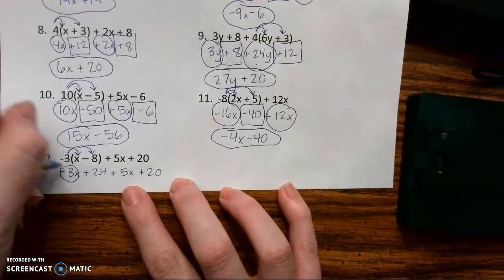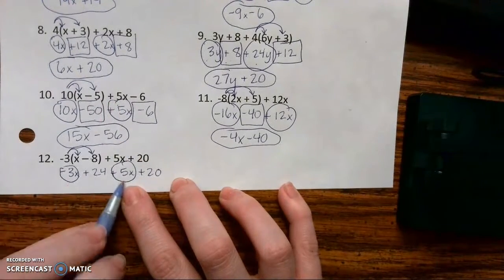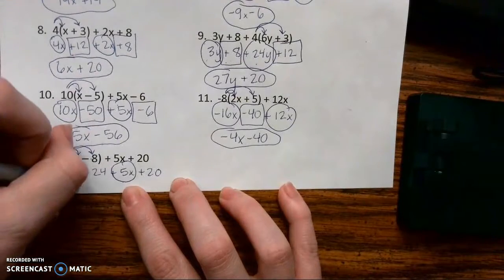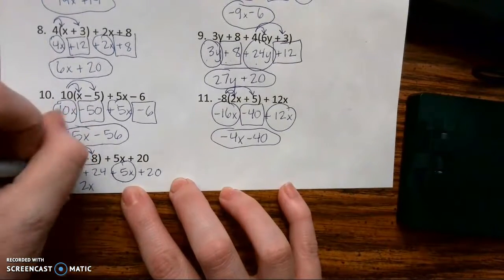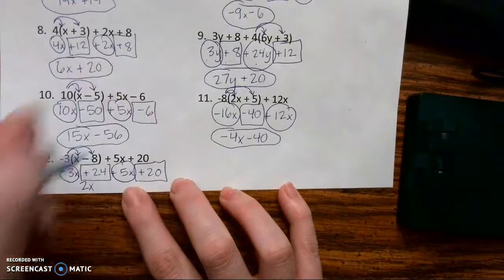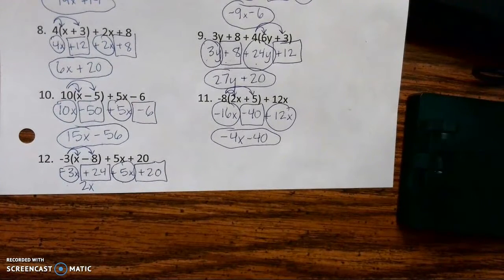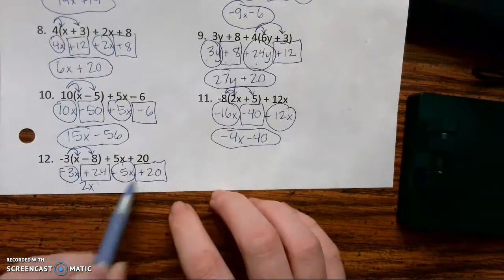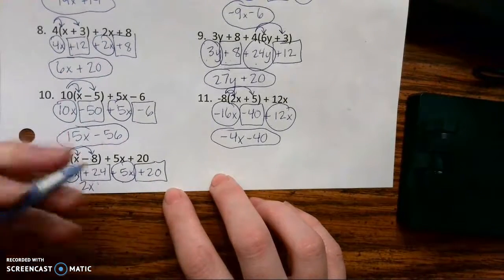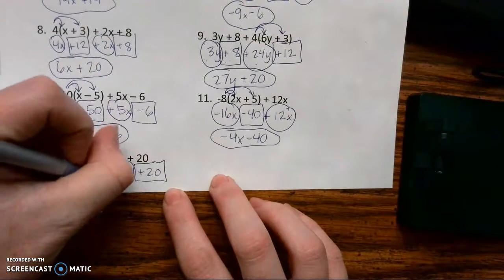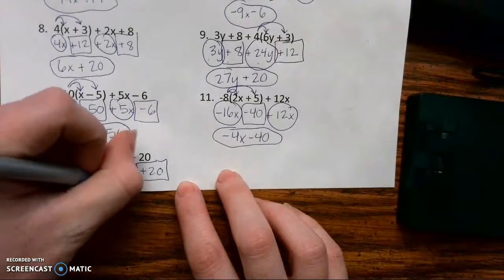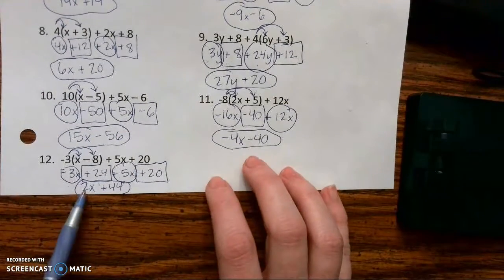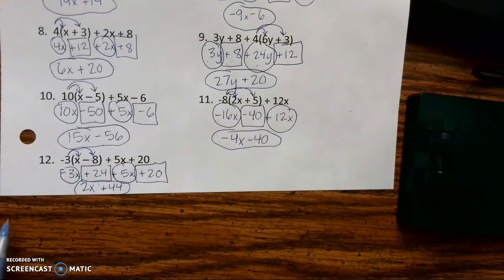I'm going to go through and combine my x's. So I have negative 3x plus positive 5x, which gives me positive 2x. And then I combine my like terms for my constant. So I have 24 and 20. I add them together and I get 44. So my simplified expression here would be 2x plus 44.